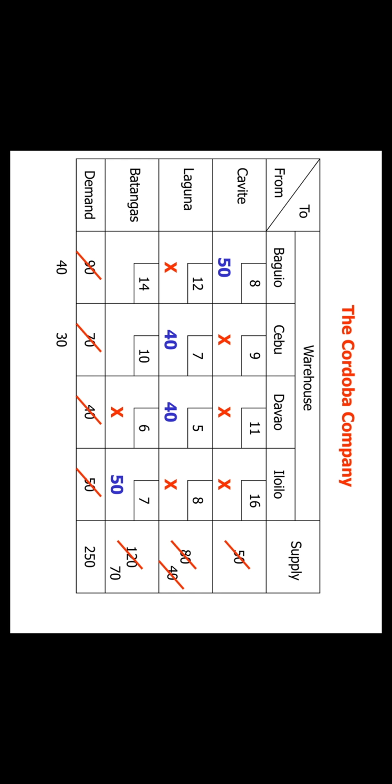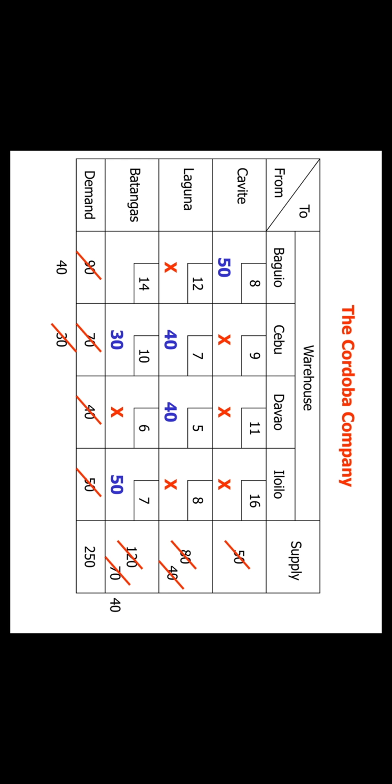How many units can we now allocate to that cell? It's now a choice between the remaining supply of Batangas, which is 70, and the demand of Cebu, which is 30. And we now choose the value 30. That would enable us to meet the total demand of Cebu. And then we now have to reduce the supply of Batangas, this time by 30. So from 70, it goes down to 40.